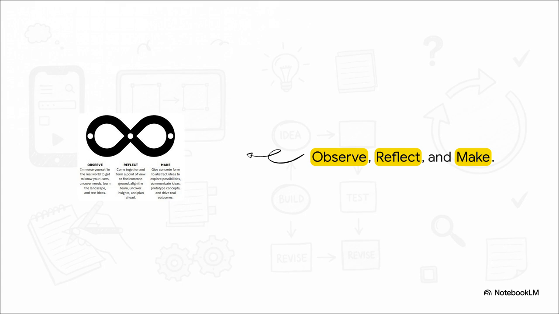At its most basic, foundational level, iteration is just a continuous infinity loop. Observe the real world, reflect on your insights, and make concrete forms. If you forget all the complex terminology we cover, just remember this infinity symbol. Observe your users, reflect on what they need, make something to solve their problem. Then, take what you made, observe how they use it, and start the whole loop over again. That right there is the true heartbeat of prototyping.